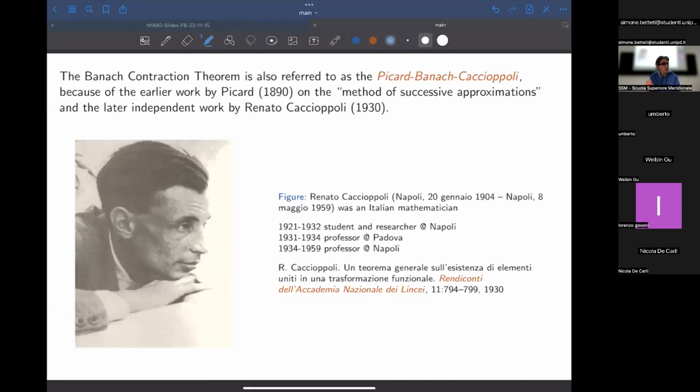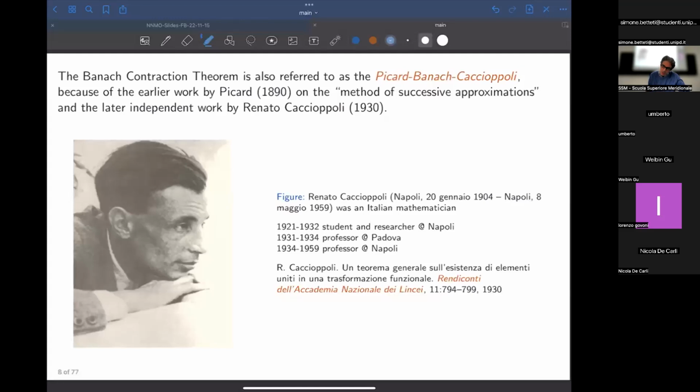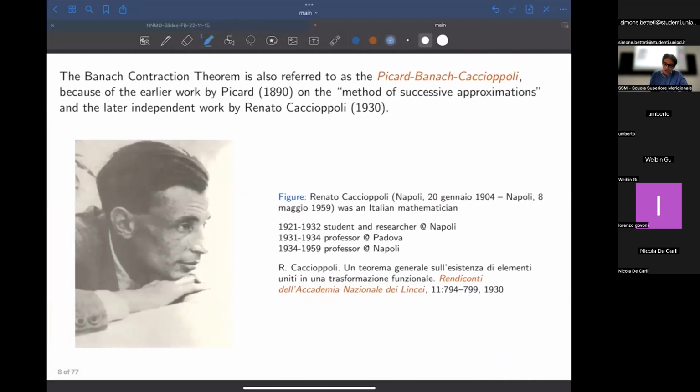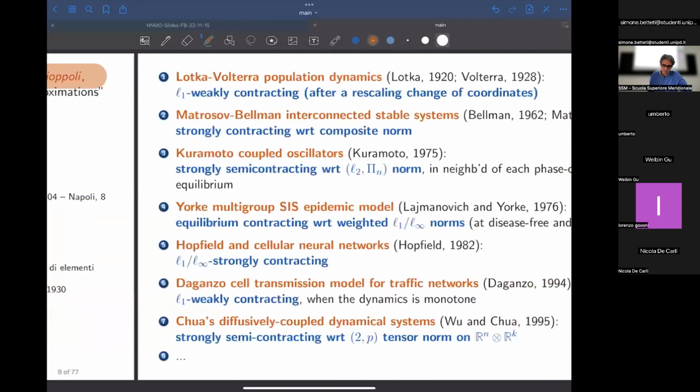Whereas the paper by Caccioppoli is on arbitrary metric spaces, if I understand the distinction. And another wonderful historical tidbit is that he actually worked in Padua as well, my hometown. So that's wonderful history. Anyway, some people in the literature refer to the general version of the theorem, which I'll show you, as the Picard-Banach-Caccioppoli theorem.